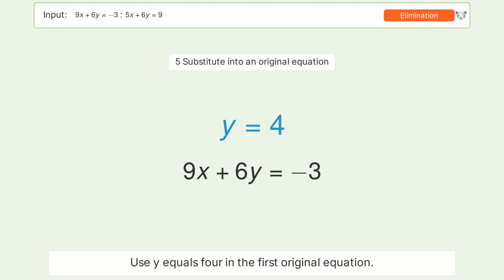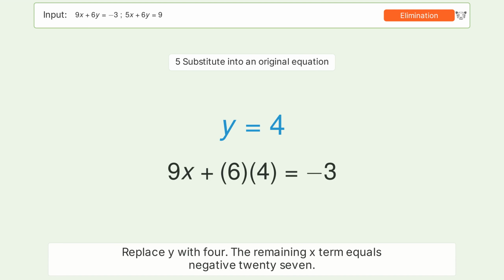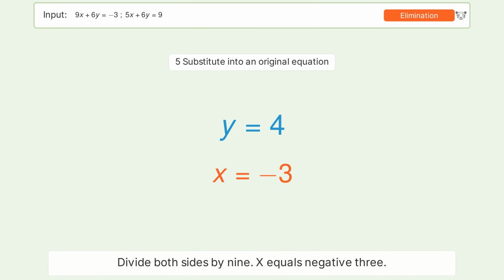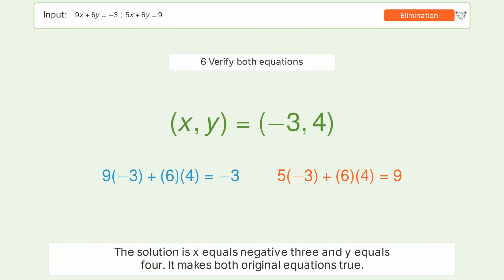Use y equals 4 in the first original equation. Replace y with 4. The remaining x term equals negative 27. Divide both sides by 9. X equals negative 3. The solution is x equals negative 3 and y equals 4. It makes both original equations true.